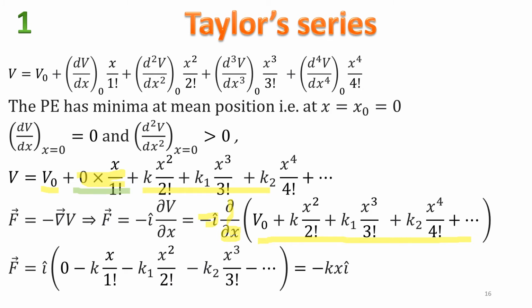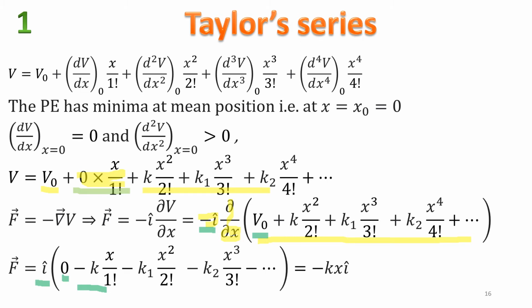Now, the force we are interested in finding is minus i times the partial derivative of V. We have to work this out. The partial derivative of V0 with respect to x is 0. Then the partial derivative of x square with respect to x will be 2x, and that 2 will be cancelled with this, and we are left with minus k times x upon 1 factorial. So here we have minus i, and here we have plus i.